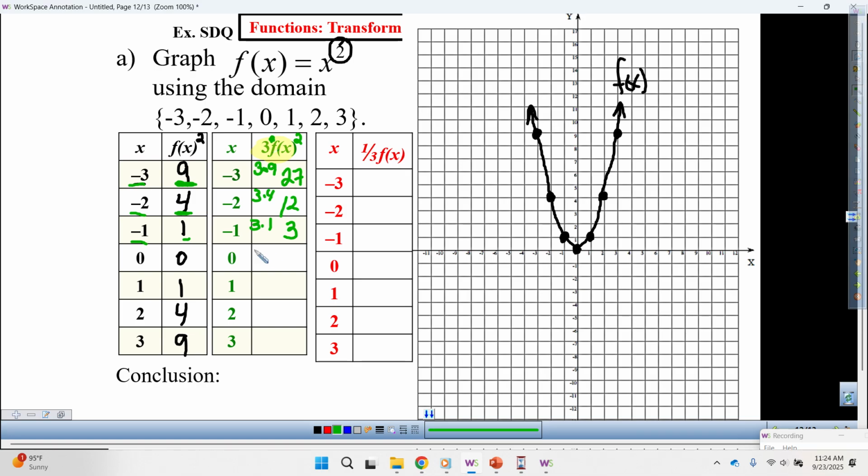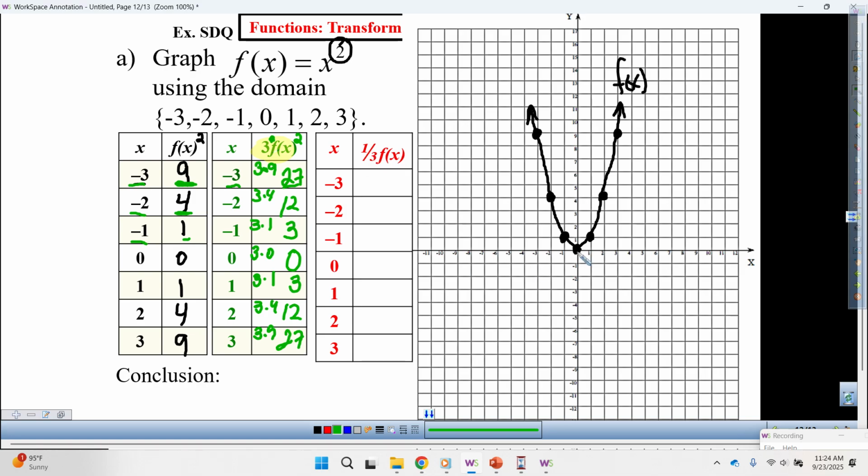The next one would be 3 times what, everyone? 0, and that's 0. The next one is 3 times 1, and that is 3. The next one is 3 times 4, and that is 12. And the last one is 3 times 9, that's 27. And let's plot that. Here it goes. Negative 3, 27. Do we have 27 numbers on the graph? No, that doesn't fit, so let's go to the next one.